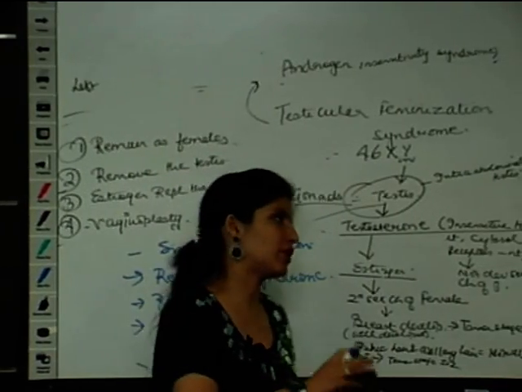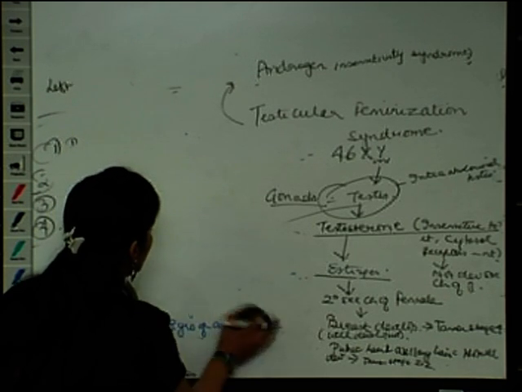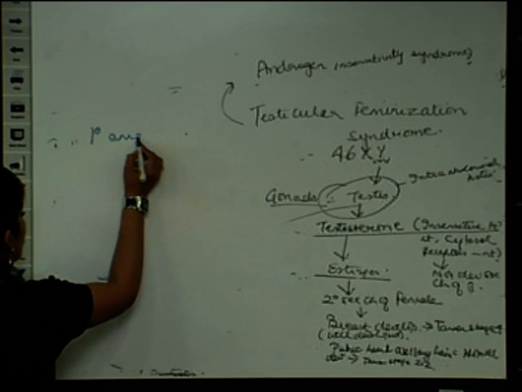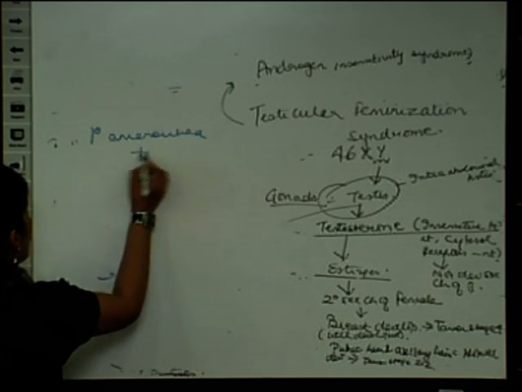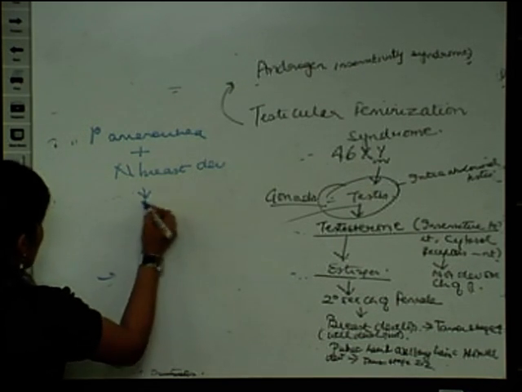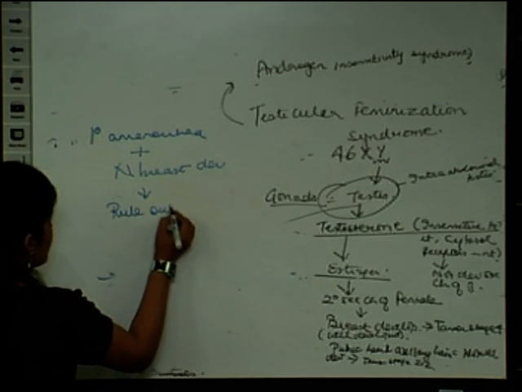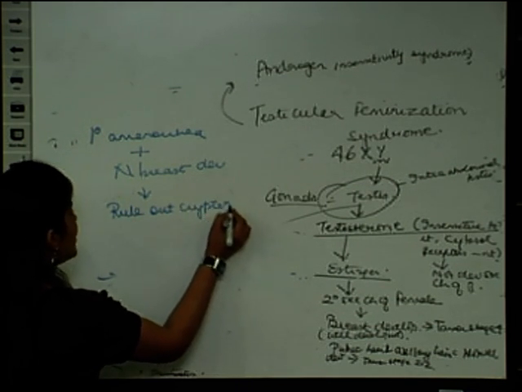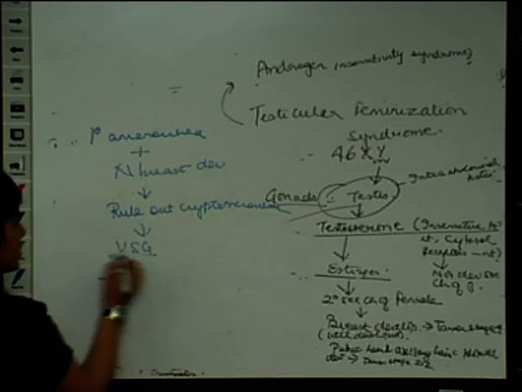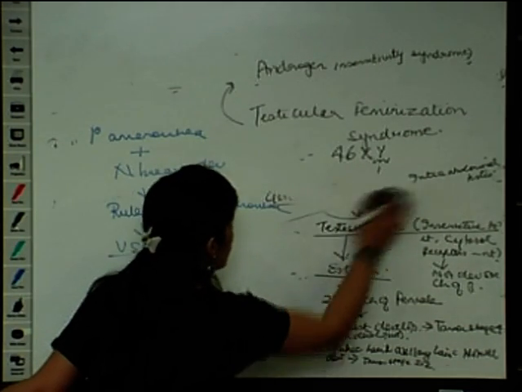Whenever a patient with primary amenorrhea who has normal breast development comes to you, first of all you should rule out cryptomenorrhea. Once cryptomenorrhea is ruled out, then you should get an ultrasound done.